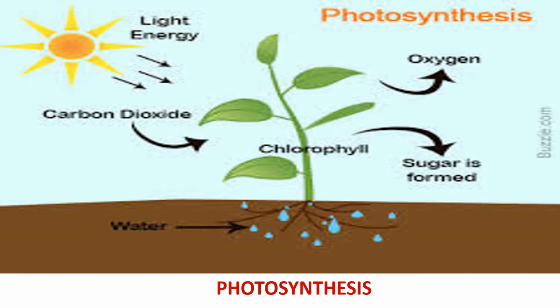So children, carbon dioxide and water in the presence of sunlight and chlorophyll will give glucose, that is sugar, and oxygen, and this process is called photosynthesis.